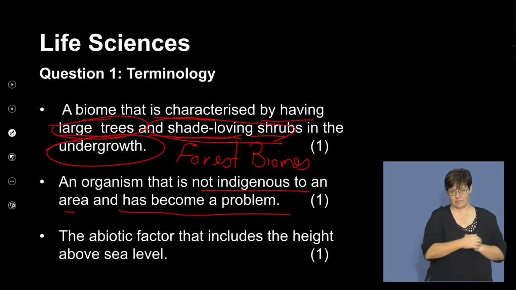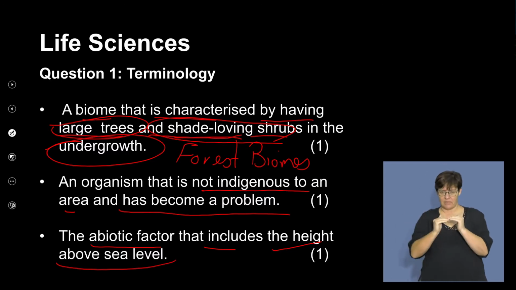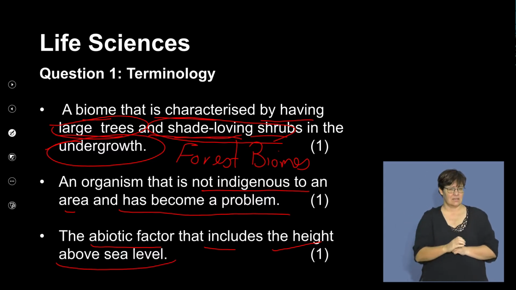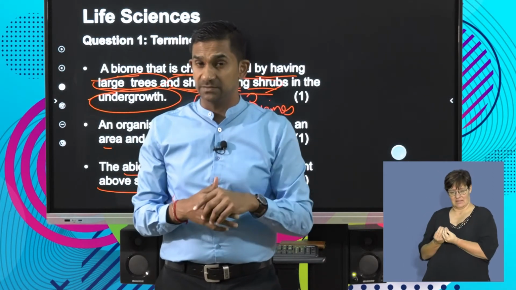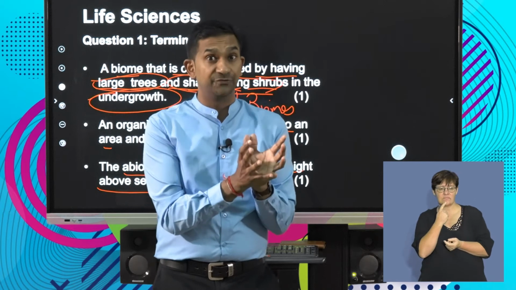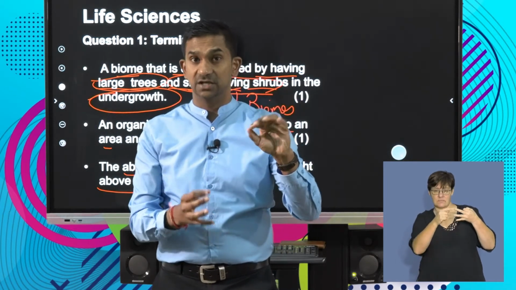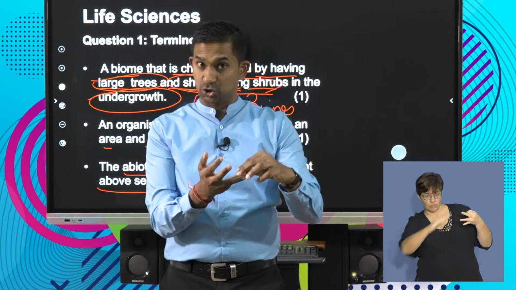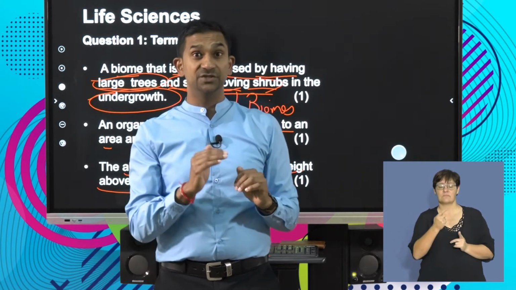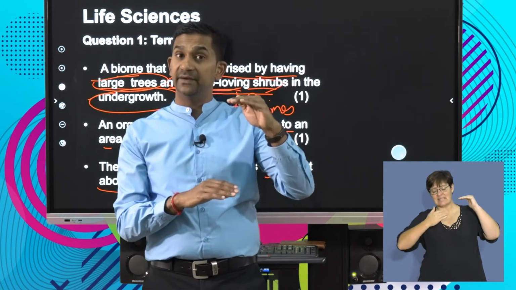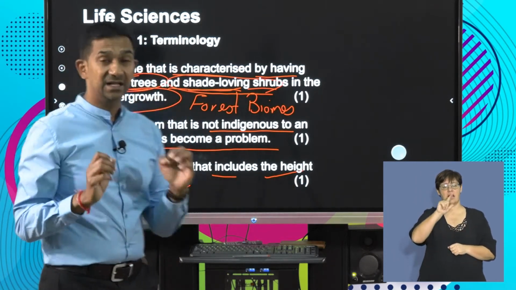And finally, we're looking at abiotic factors that includes the height above sea level. So when we talk of abiotic factors, we refer to the factors that influence the living organisms. When we spoke about your physiographic factors, we recognized that there were three types of factors. So it was aspect, slope, and altitude. And so if we look at altitude, again, altitude refers to the level of the area in relation to the sea. So height above sea level will be altitude.